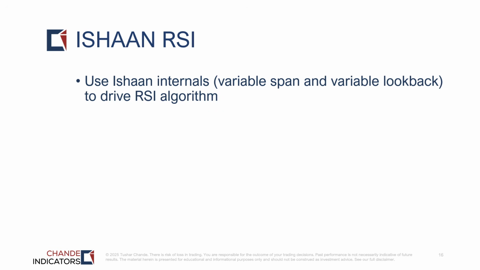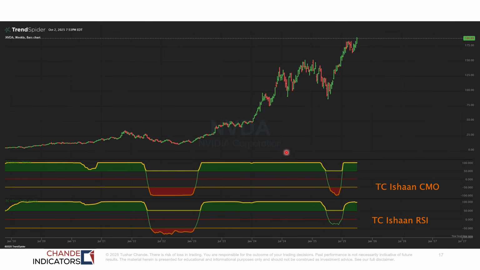Now we can do a twist where we can use the Ishaan internals, the variable span and variable lookback, to drive the RSI algorithm. So I've first used the Ishaan to drive the CMO calculation, but I can also use it to drive the RSI calculation. And let's check what that looks like. This is NVIDIA weekly data. We have the Ishaan with the CMO calculation or the Ishaan with the RSI calculation. And I just like the CMO calculation better than the RSI calculation.